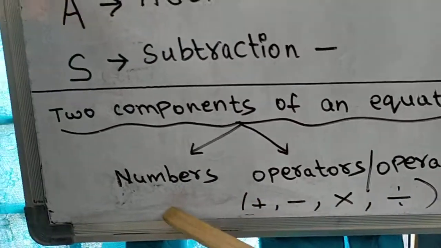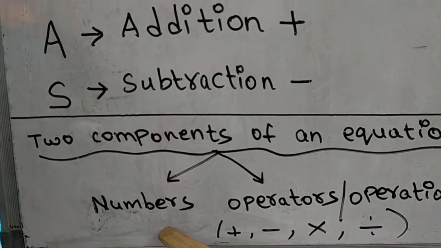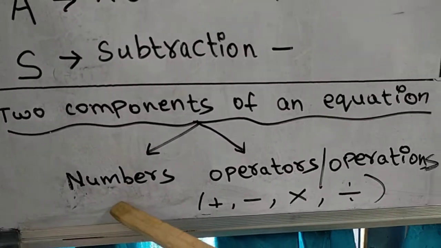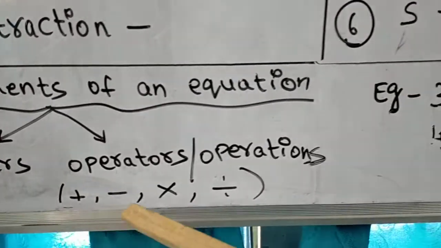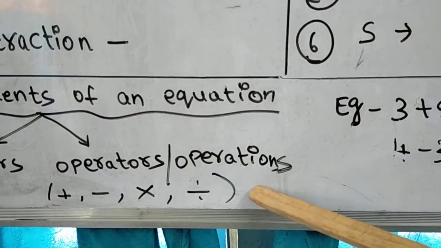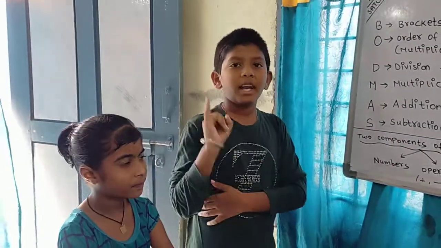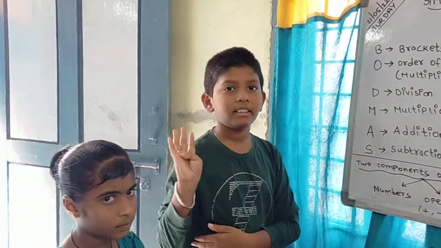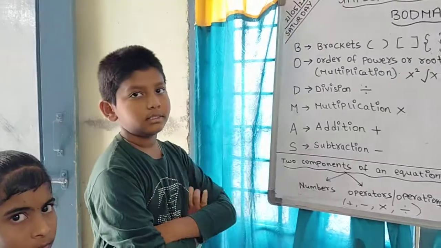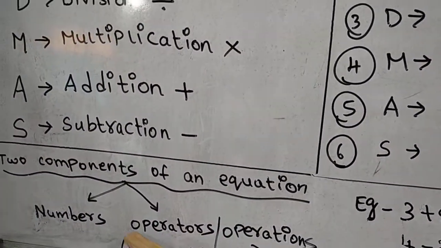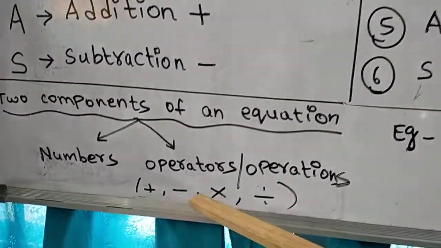Numbers means 1, 2, 3, 4, 5. Whole number, natural number, even number, odd number, whatever. It can be any number which represents a mathematical value. Whereas the other component is operators or operations. Sabur, tell me what are the 4 basic arithmetic operations? Plus, minus, into, divided. Yes, very good. The 4 basic arithmetic operations are addition, subtraction, multiplication and division, and these are the symbols of it. So these are the 4 operators.